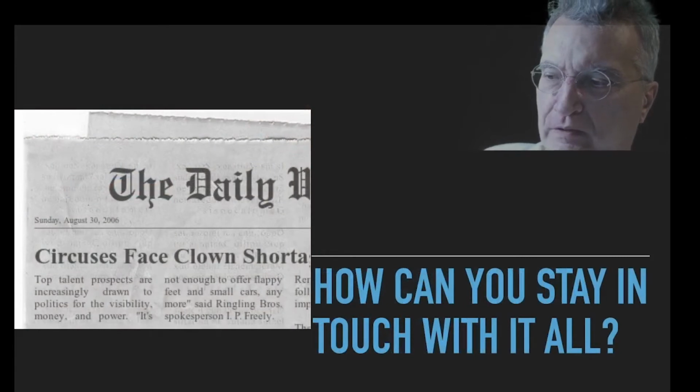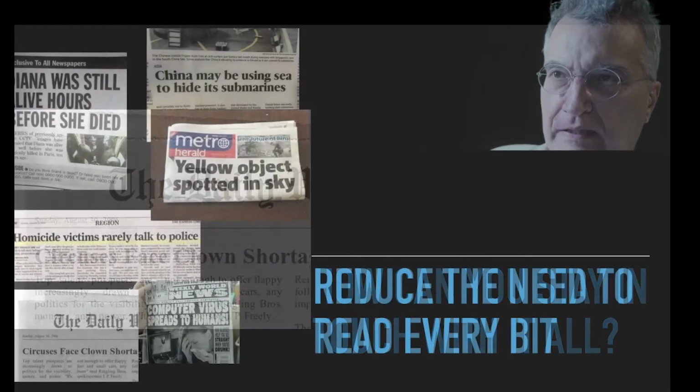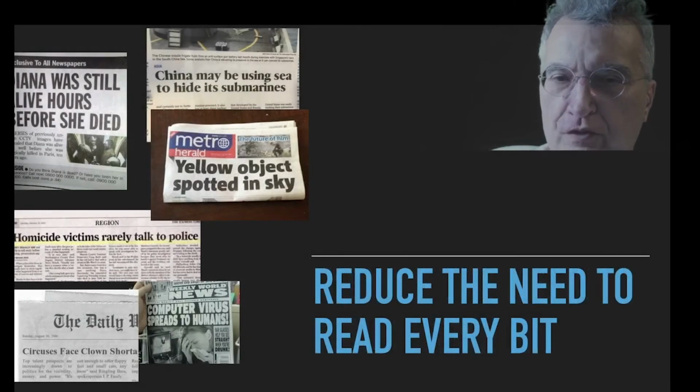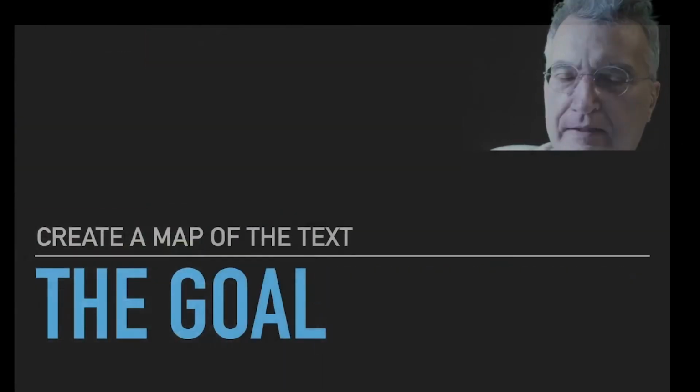Especially this one: circuses face clown shortage because top talent prospects are increasingly choosing careers in politics. These messages are really important, but we need to reduce somehow the need to read every little bit of information that comes across to us. So the goal is to create a map of this text.